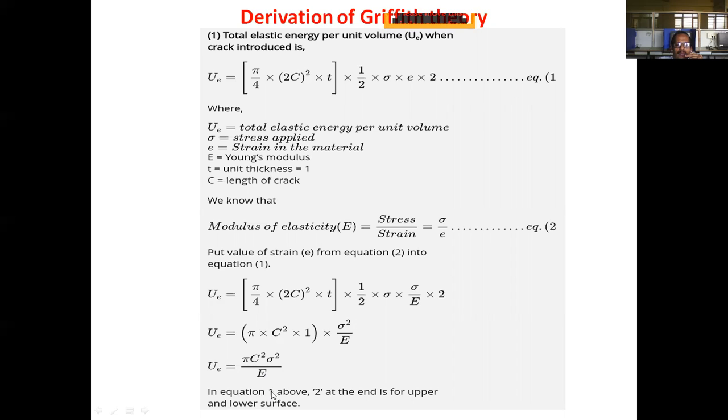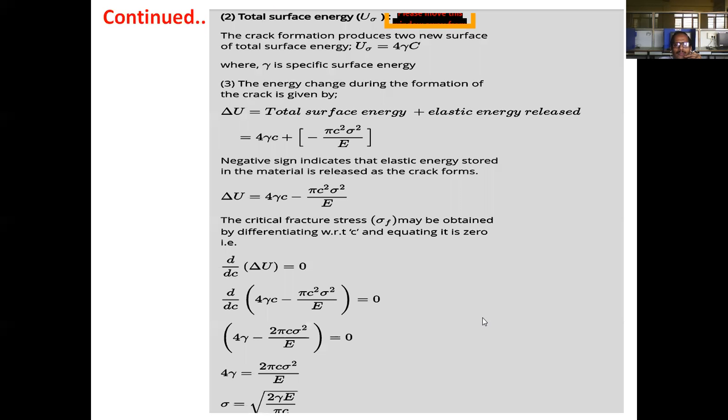Okay. So in equation 1 above, 2 at the end is for upper and lower surface. So this 2 appears over here in equation number 1. This 2 is because of what? We have two surfaces. When a crack is generated, we have upper surface and lower surface. That is what 2 multiplied.